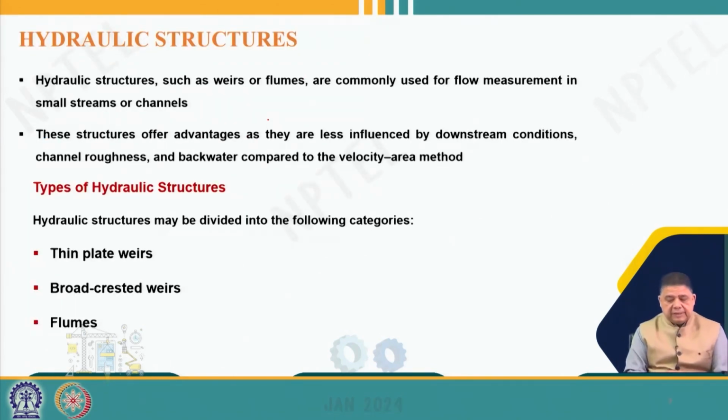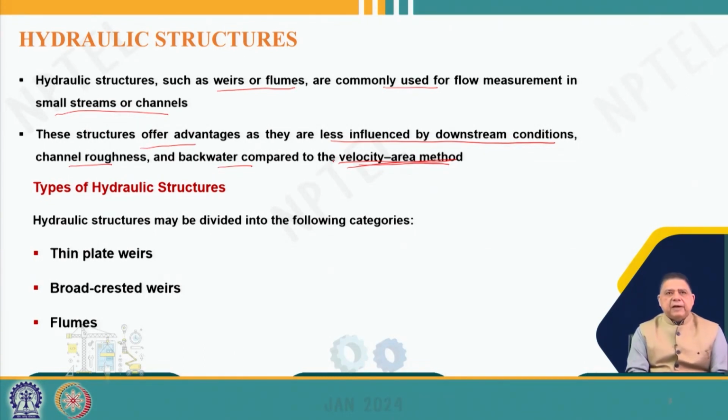Now, coming to hydraulic structures, as we know, hydraulic structures like weirs or flumes are commonly used for flow measurement in small streams or channels. That is very often what you will find anywhere if you go. These structures offer advantages as they are less influenced by downstream conditions, channel roughness and backwater compared to the velocity area method. So, the velocity area method has advantages, but there are certain disadvantages which can be taken care of if we use hydraulic structures.